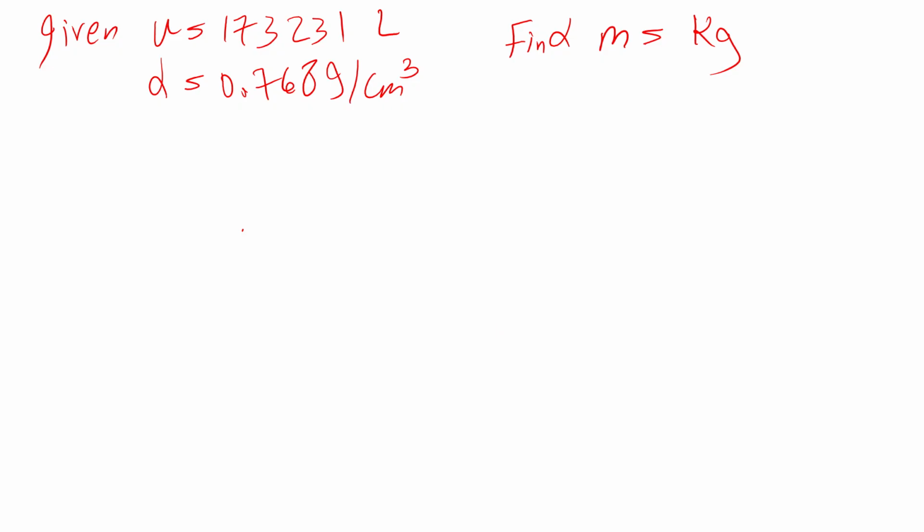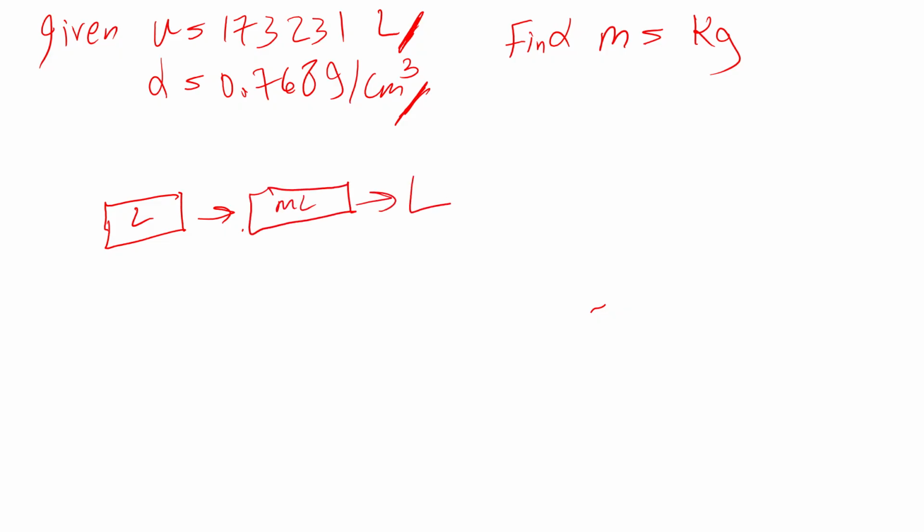Now you need to pay attention to something. Here you see we have it in liter, and we want to use the density, but density is in centimeter cube. You cannot cancel out liter with centimeter cube. So the first thing first, you need to go from liter to centimeter cube, which you go to milliliter, and then you go to centimeter cube. And as I said in the class, if you just go directly from liter to centimeter cube, I'm fine with it.